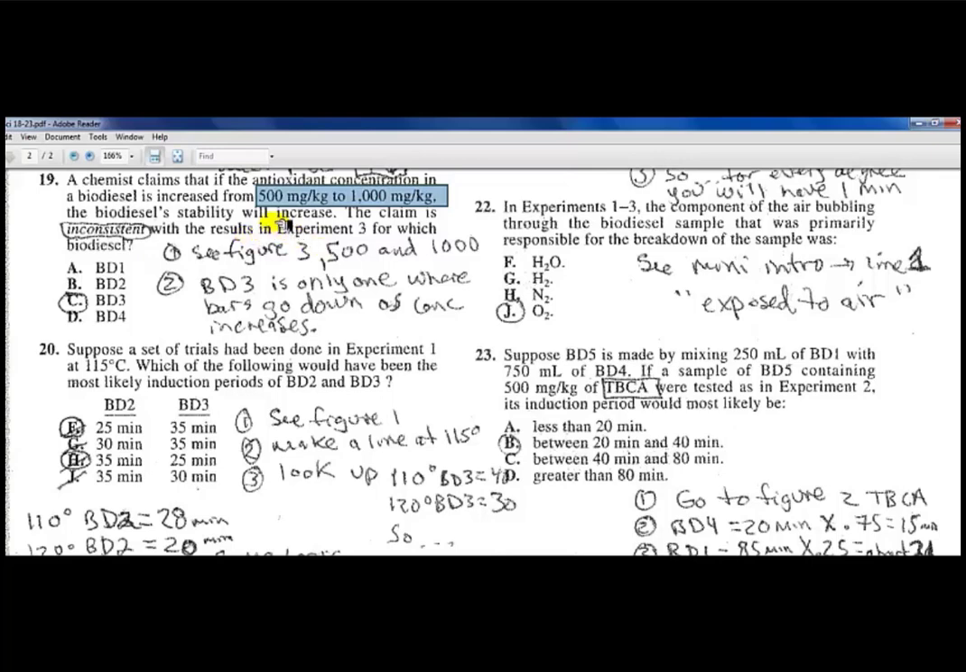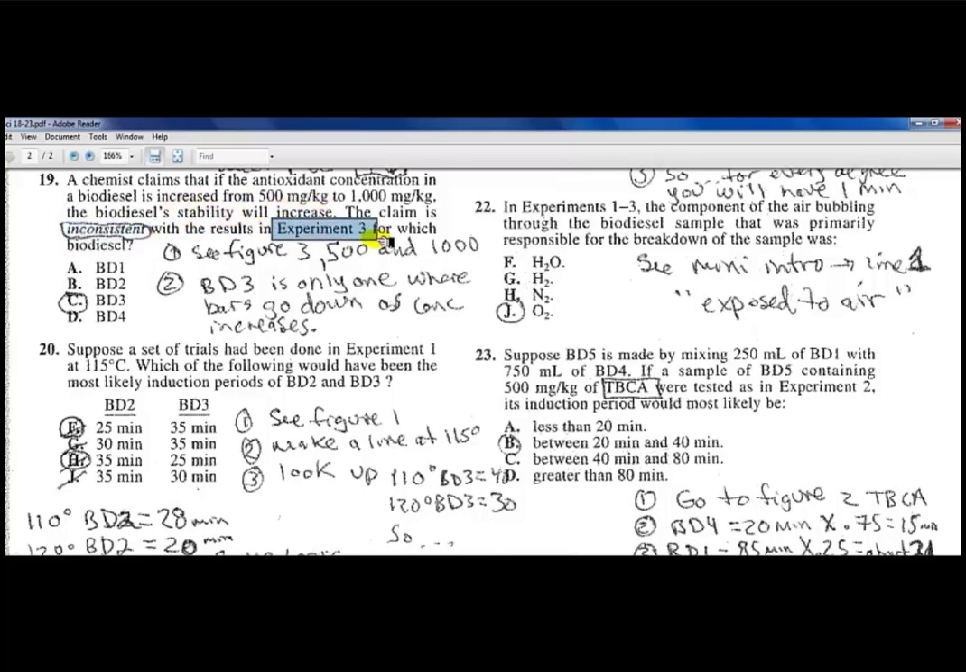First things first, we need to jump on in and take a look at experiment 3. Now, experiment 3, this chemist says that as we increase from 500 to 1,000, the stability will increase. That means there's a direct relationship. Increase and increase, it's a direct relationship. We're looking for one of the answers or one of the biodiesel fuels that is inconsistent, that does not increase the stability as you increase the concentration.